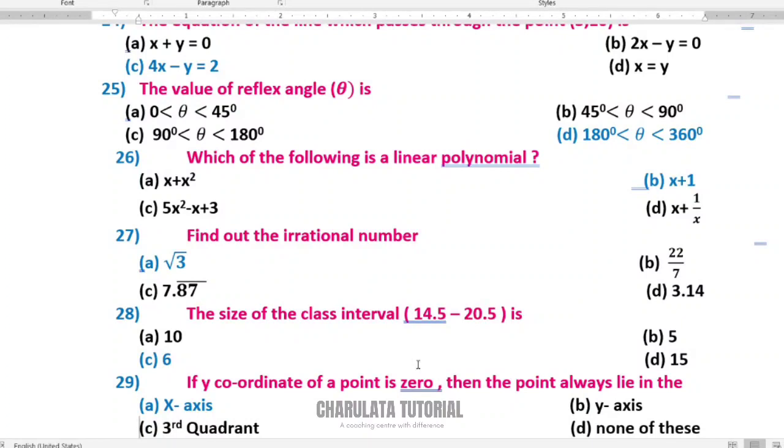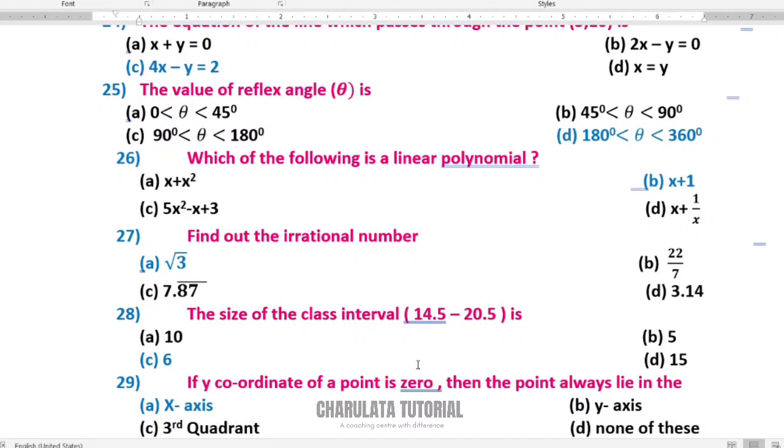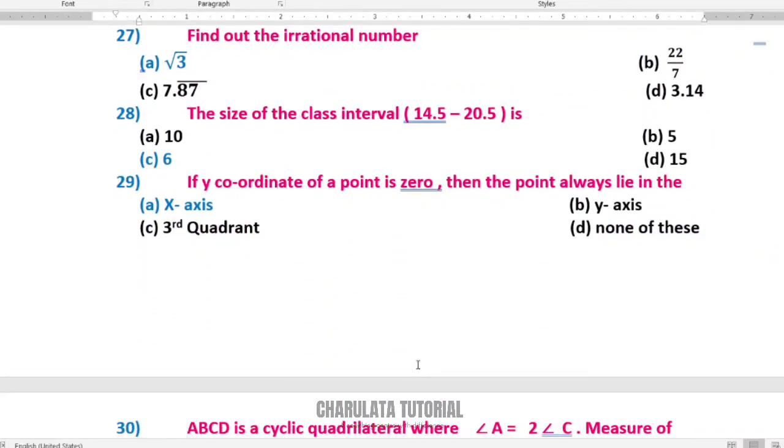The size of the class interval 14.5 and 20.5. If we subtract upper limit minus lower limit is the class size, that is 6. If y coordinate of a point is 0, then the point always lie on the x-axis. y coordinate 0 means it lie on the x-axis.